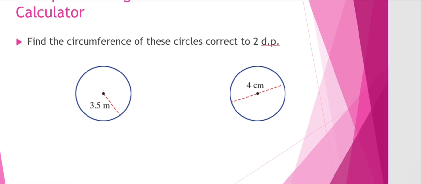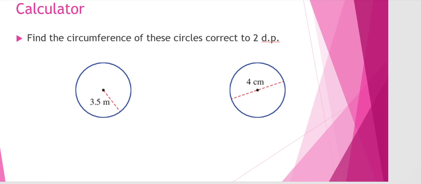So over here it says, find the circumference of these circles correct to two decimal places, okay? In my first circle here, I'm given 3.5 meters. Now, what is 3.5 meters? Judging from this image here, it's starting from the center of the circle and it reaches the edge of the circle, pretty much like that. Now, this categorizes itself as the radius because the radius is technically the distance from the middle of the circle to the edge of the circle.